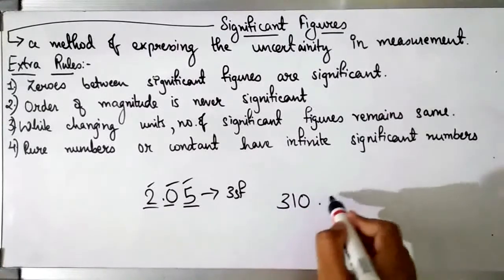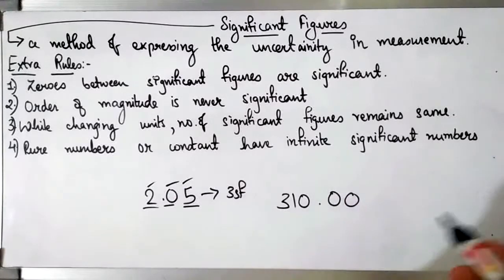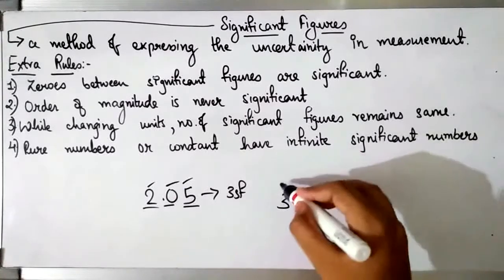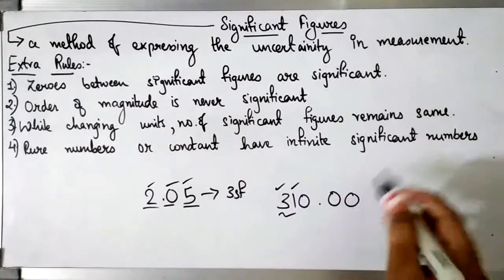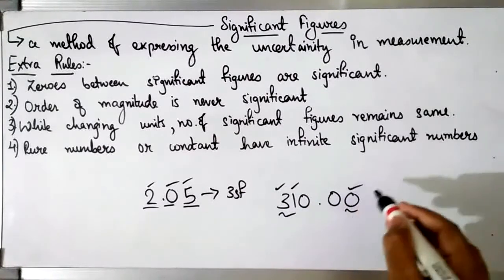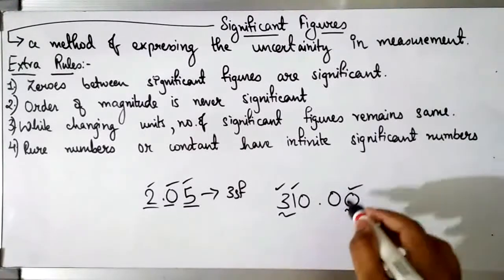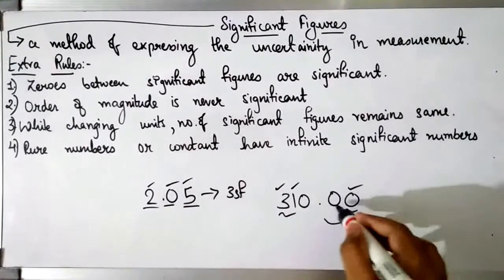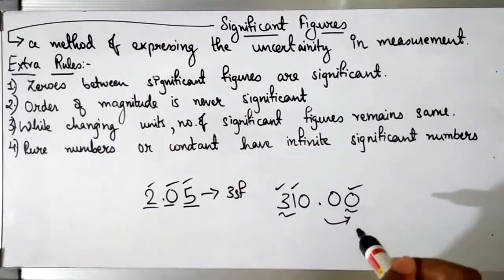Suppose you have something like this. Now if I ask you how many significant figures are present in this, you would say first that these 2 are significant because they are non-zeros. Then you would say that this 0 is significant. Now if you remember, I had just told you that the ending zeros are significant only if they come after the decimal, and this comes after the decimal, so it is significant. So we got 3 significant figures.